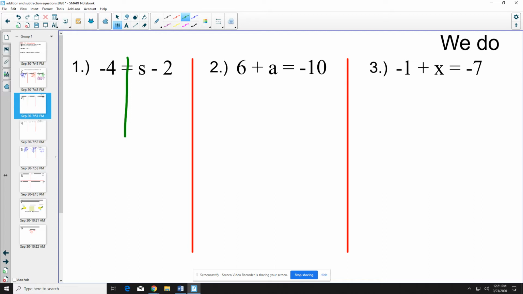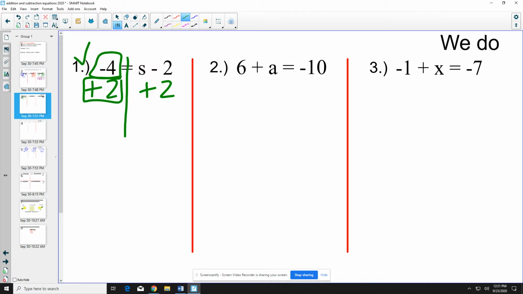Right, look at the side with the variable. The variable's s. Behind it, it says -2. So we do the opposite of -2. We add 2. And remember, what you do to one side, you have to do to the other. I'm adding 2 to both sides. Here, when I add -4 and 2, I'm going to box and check.